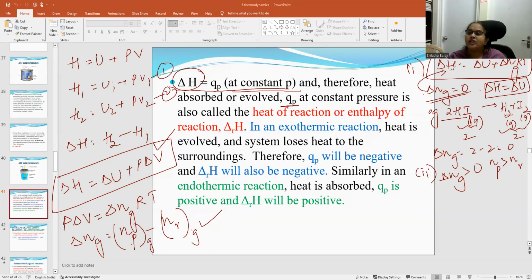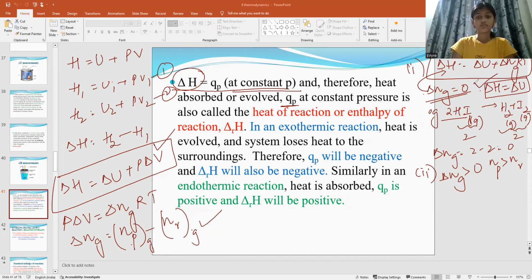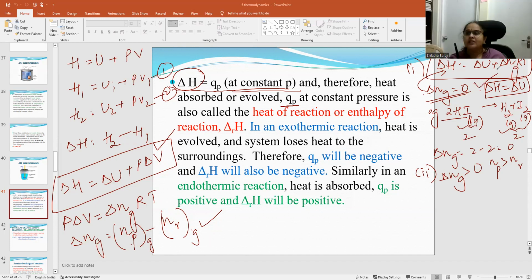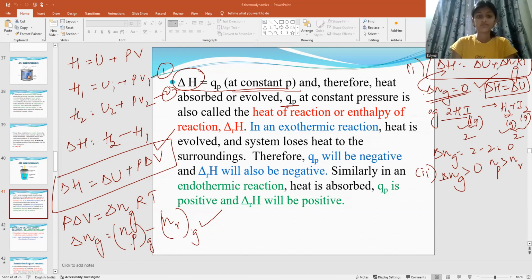So, now what is the new relation we are getting just because delta Ng is 0? Delta H is equal to delta U. Can you get that? Okay. Now, the next case, that's the first case study. The second case study is put delta Ng is greater than 0. Yes, ma'am. That means delta Ng is positive.